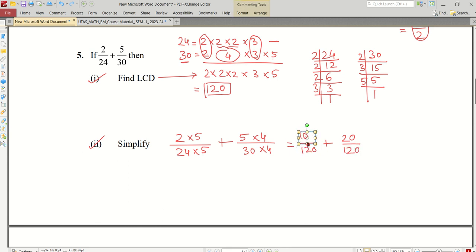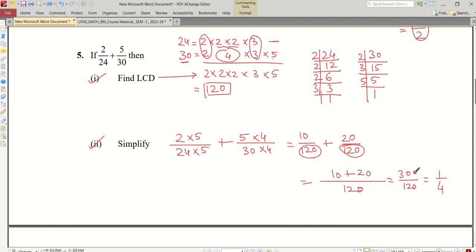Now you can see here, 120 and 120 are the same. So 120 will be here. What will come in the numerator? The sum of the numerators: 10 plus 20. So solve it. 30 divided by 120. And if you simplify, the answer will come 1 by 4.